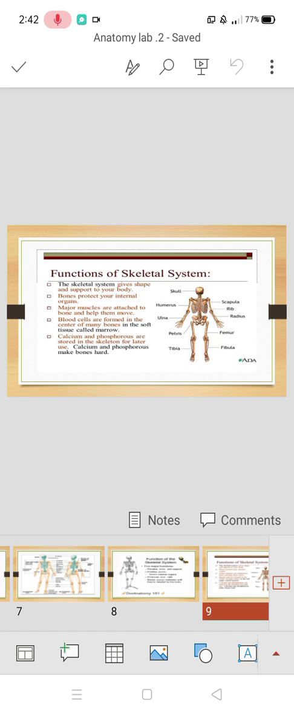Pelvis, a basin-shaped structure that supports the spinal column and protects abdominal organs. Femur, the longest and strongest bone in your body. Tibia, the shin bone, the larger of the two bones in the lower leg. And the last is the fibula, a leg bone on the lateral side of the tibia.